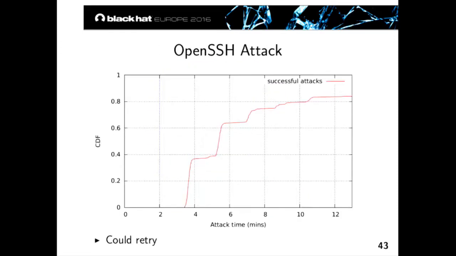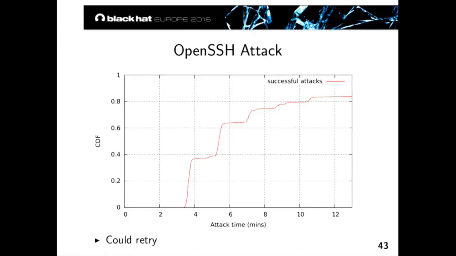Now, you might think that this is like an academic attack, and there are lots of pieces that need to work out for this attack. So we actually went on and implemented this on OpenSSH. So here is a success probability graph. We implemented this and we tried this 200 times, and on the y-axis you can see how many of these attacks succeeded over time, which is on the x-axis.